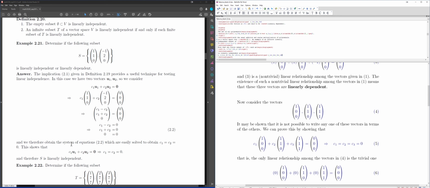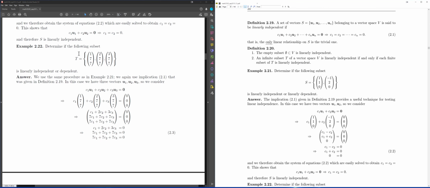So what that means for the vector equation that we have is that this vector equation implies that the solutions, c1 and c2, must be 0. It can't be anything else. And if it can't be anything else, then it means that the set over here is linearly independent. Okay.